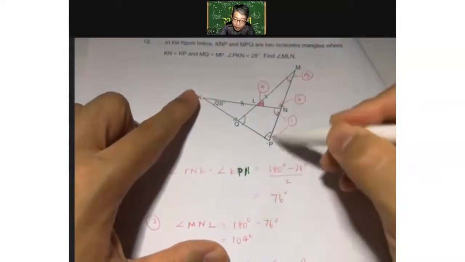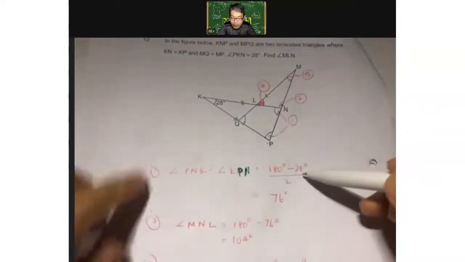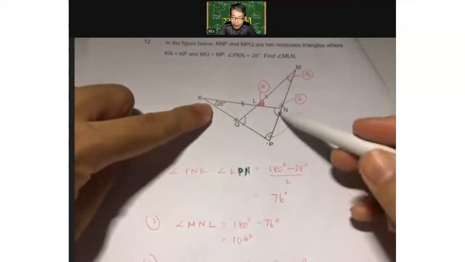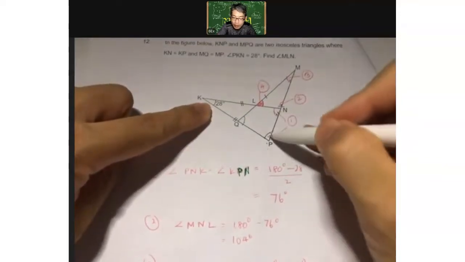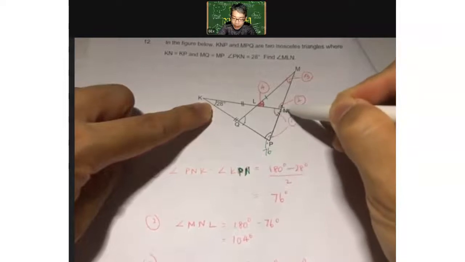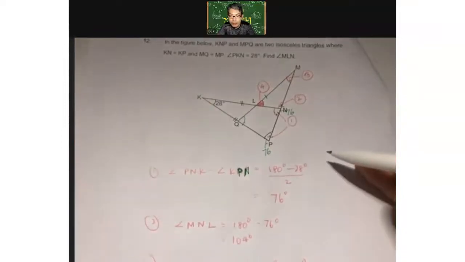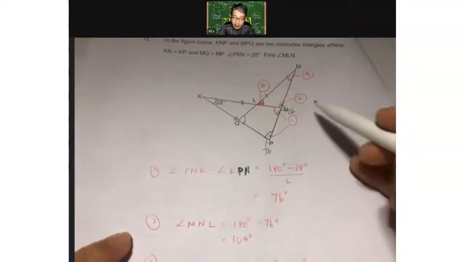So I'm going to find these 2 angles. So 180 degrees minus 28, then divided by 2, I get 76. So this is 76. This is 76 also degrees. Next step, step 2.